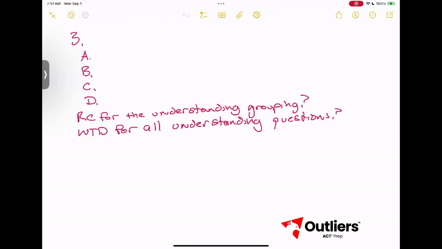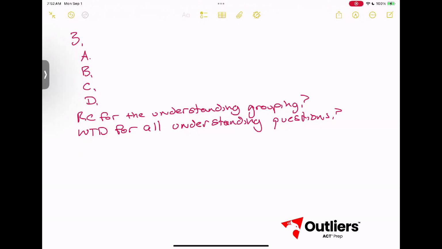First, what is the RC, the recognized category for understanding grouping? The answer is it actually asks you a question. If you see the other prompts, they all just say the same thing every time. On understanding questions, though, it actually asks us a question, and we want to be, for the WTD, as literal as possible. And that's the answer to the next question.